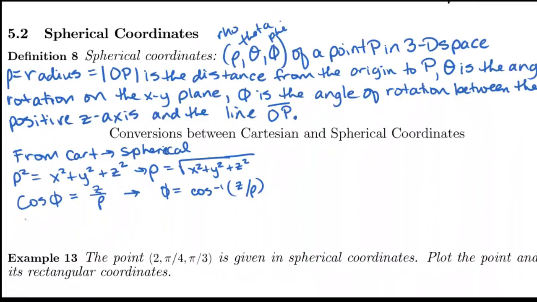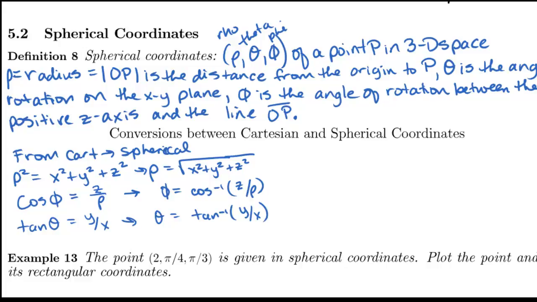So two ways to find theta. One way is to say that tangent of theta is equal to y over x, or that theta is equal to tan inverse of y over x.